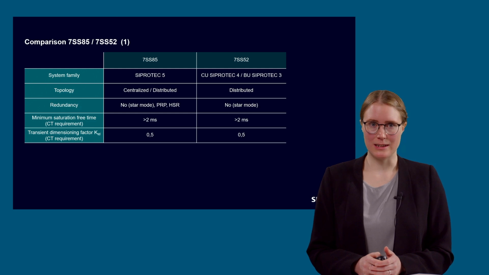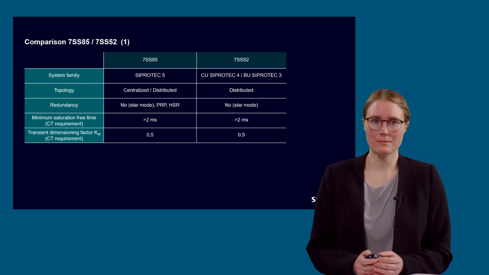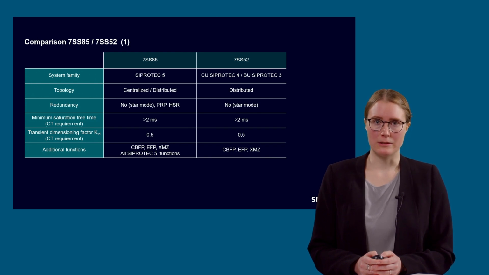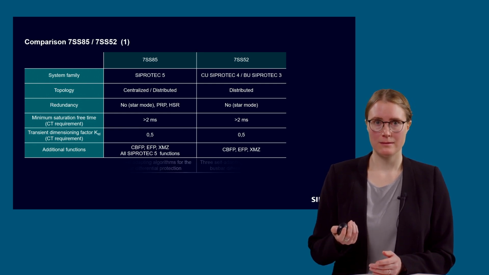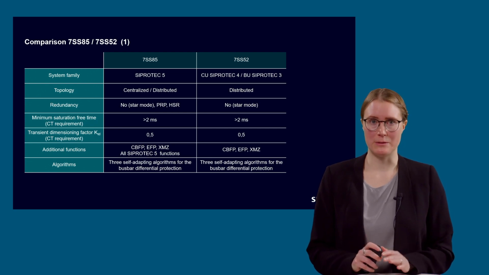About additional functionality in the 7SS85, we have the really great benefit that you can integrate all the Sipotec 5 platform functionalities to the Sipotec 5 device that you want to use as a merging unit. The typical functions for busbar protection like circuit breaker failure protection and end-fault protection are of course available in Sipotec 4 and Sipotec 5.